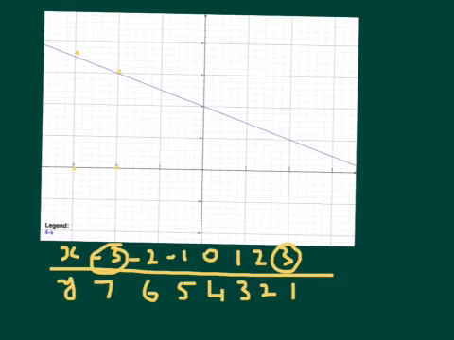Negative 1, 5, that would be 5 right there. 0, 4, the y-intercept, by the way, is 0, 4. 1, 3 is there. 2, 2 is there. And 3, 1 is there. Now, when I ask you to do these plots, you won't be given the line. You've got to plot these coordinates, because that's what these tables of values are, a set of coordinates, and then simply draw a line through them.